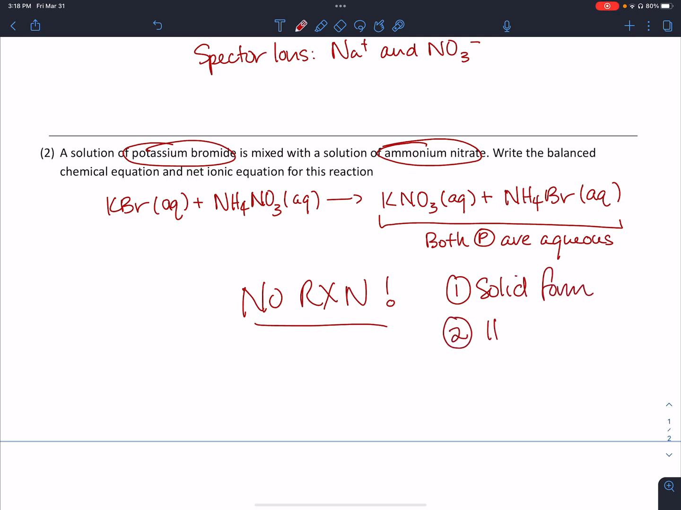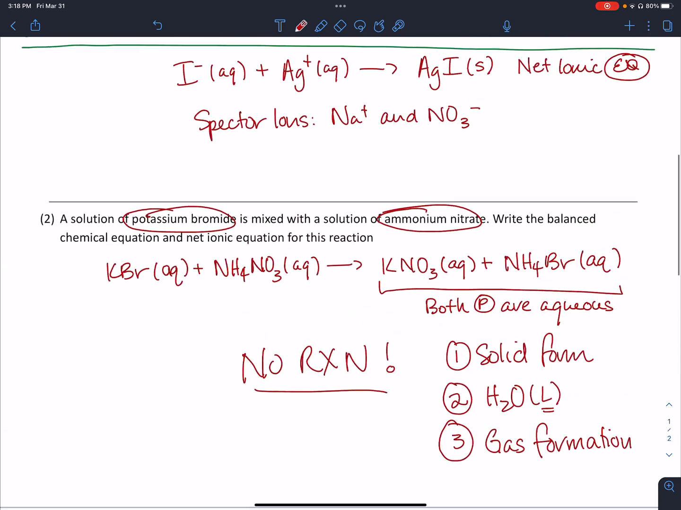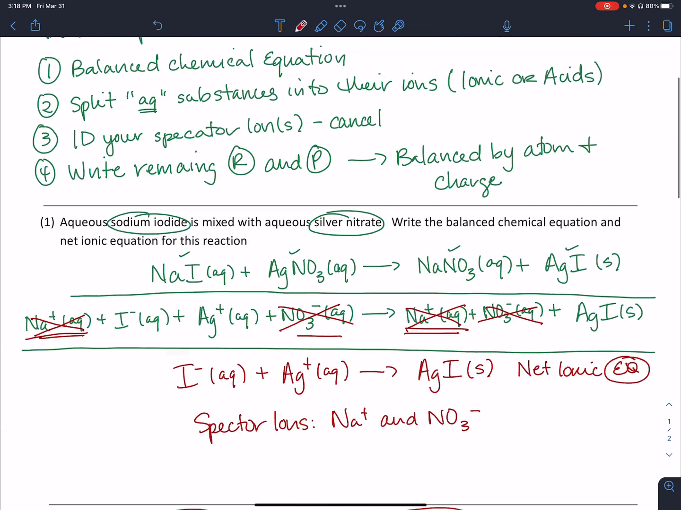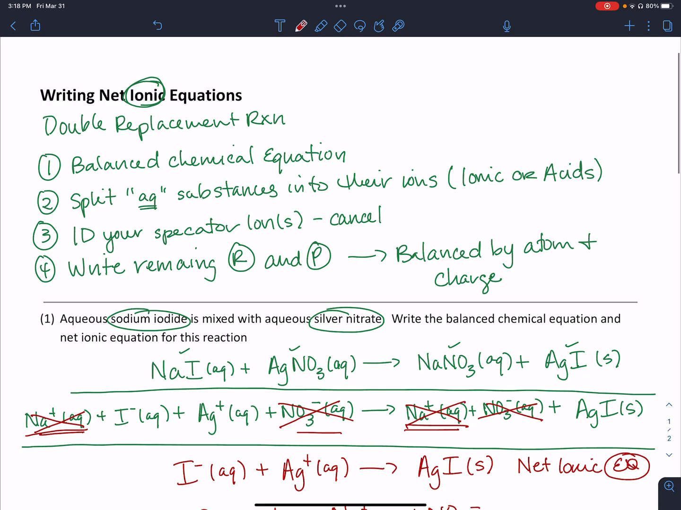You can also watch out for pure water forming, because that's a liquid, which is a state change, or gas formation. That gas formation happens quite a bit when we have carbonate compounds. Those are just two examples of how to write net ionic equations.